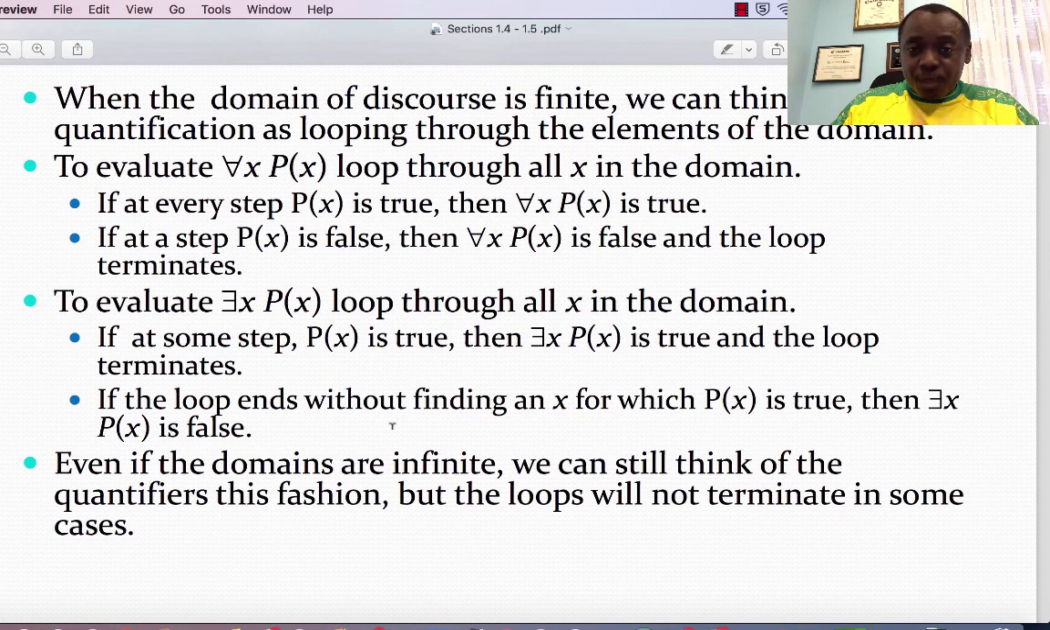For example, if P of X is the statement X is greater than 0, and I say there exists X, P of X, and X is the set of integers, I can quickly say that is true because I loop in my head through the elements in Z, the set of integers, and I quickly get to 1. 1 is bigger than 0. I'm done. The only thing is I do not terminate because I just keep going. The set of integers is infinite. But once I find one element that does it, that's it. There exists X, P of X becomes true.